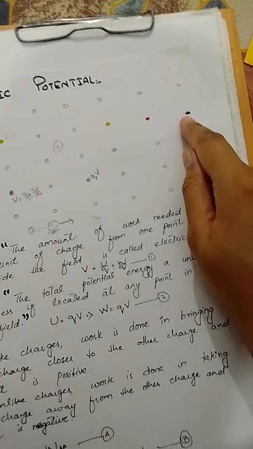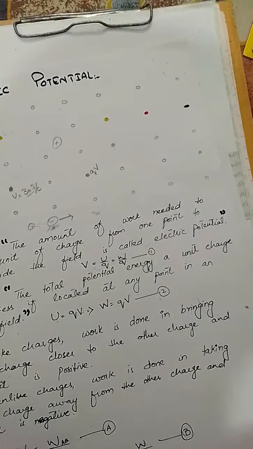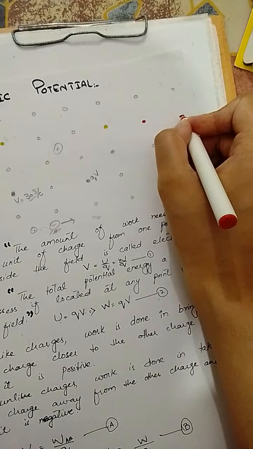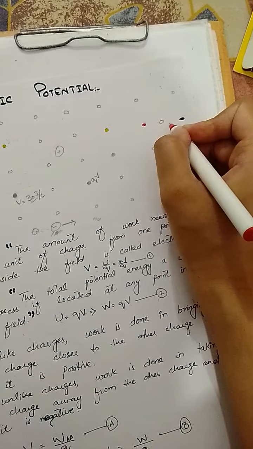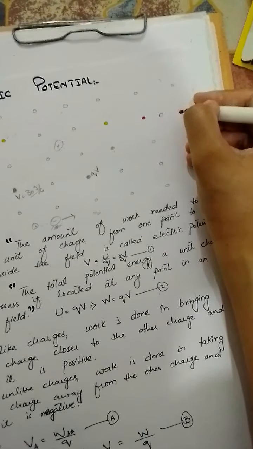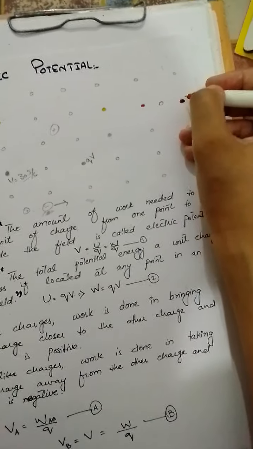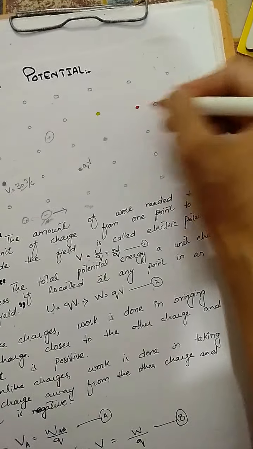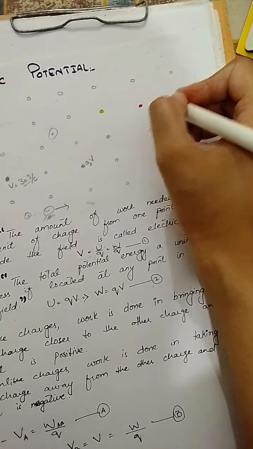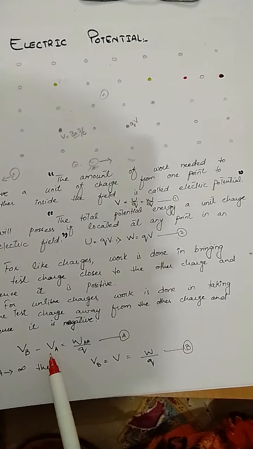So how much work should be done to bring this positive charge from this point to this point? Of course, we have to provide some kind of energy to this charge in order to bring it closer to another positive charge, because it will try to just stay away from the positive charge. These are like charges. So to bring this charge closer to this one, this is the equation that we are going to use in this case.